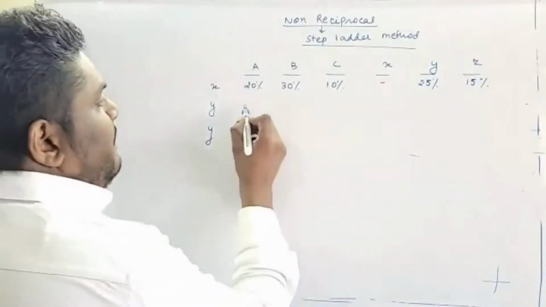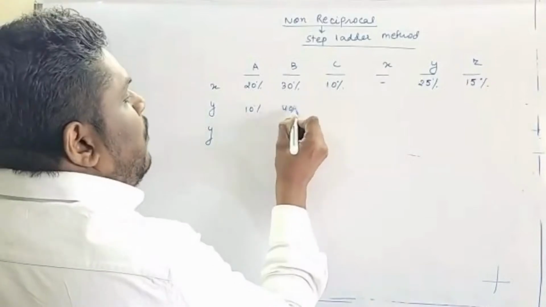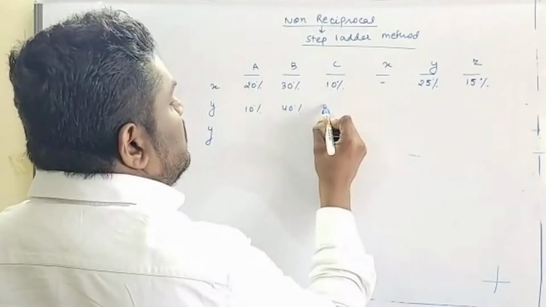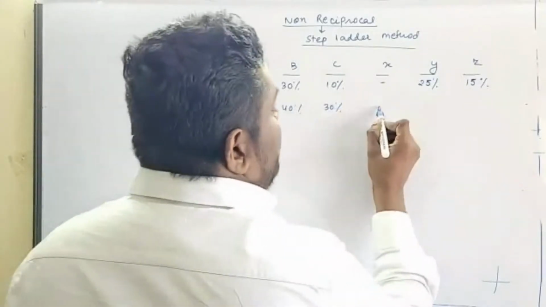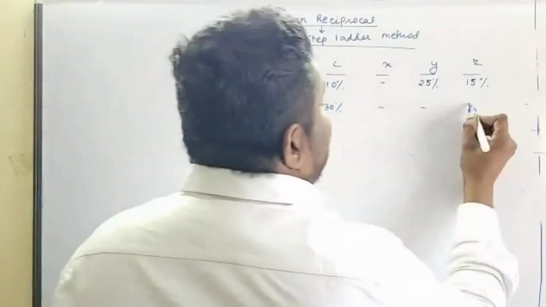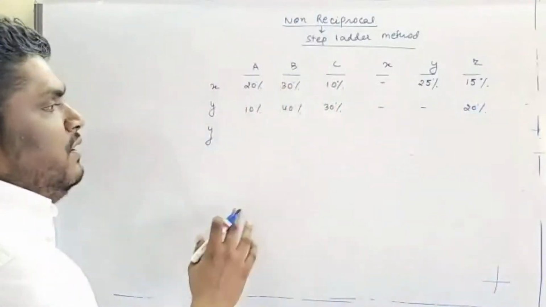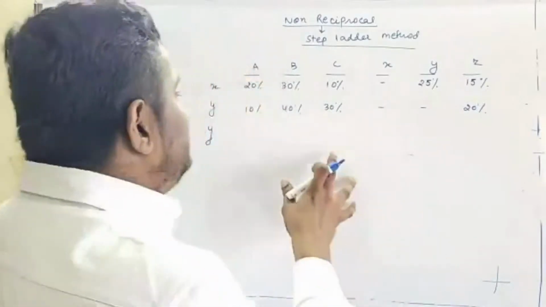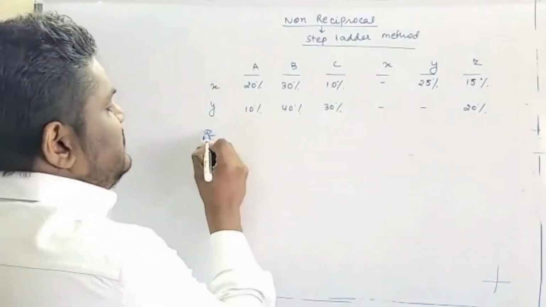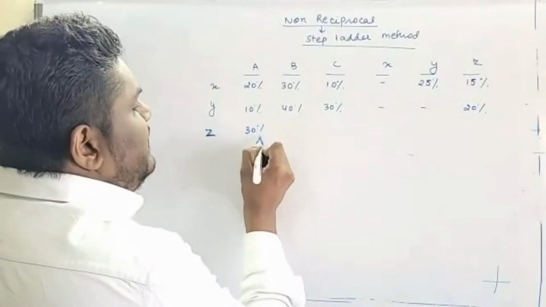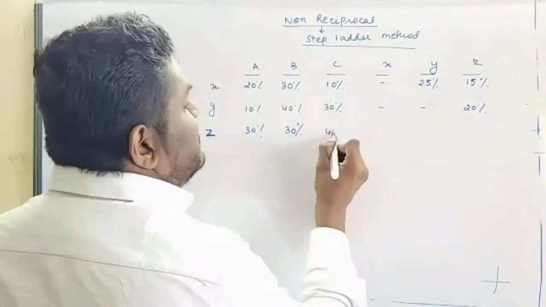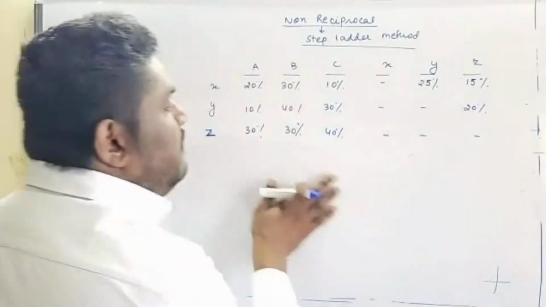When talking about Y, 10% to A, 40% to B, 30% to C. Further, Y is providing services only to the Z service department, that is 20%. This is the information that is given in the question. I repeat again, Y is providing services to the three production departments and Z. And when talking about Z, Z is providing services to the three production departments only, that is 30%, 30%, and 40%. Z is not providing services to any of the service departments.